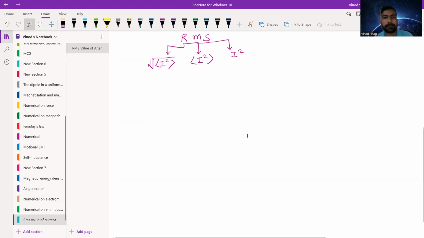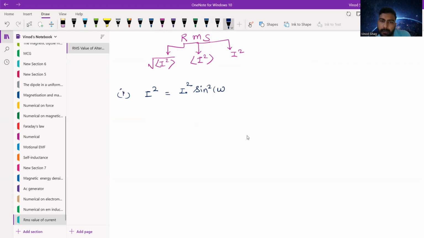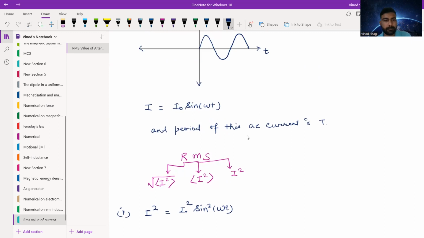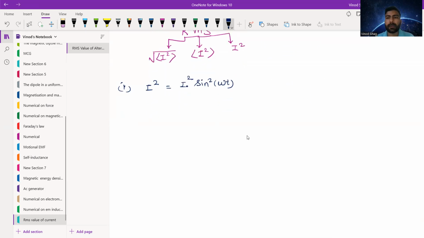So squaring of the alternating current, we will get, first step is squaring, I naught square sine square omega t. Okay, this is the equation. And basically it is time dependent, as you can see. So first step is done. We have squared the alternating current, that is I square equals I naught square sine square omega t.